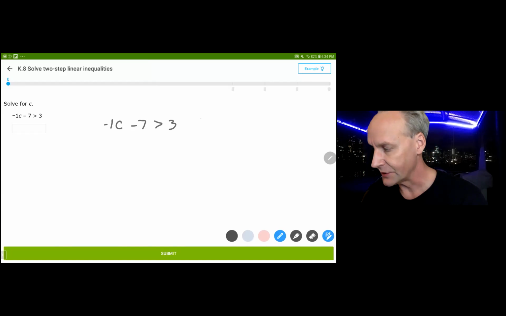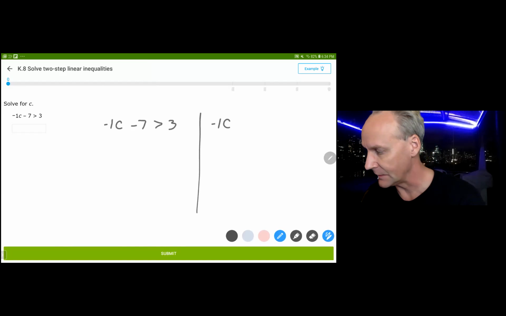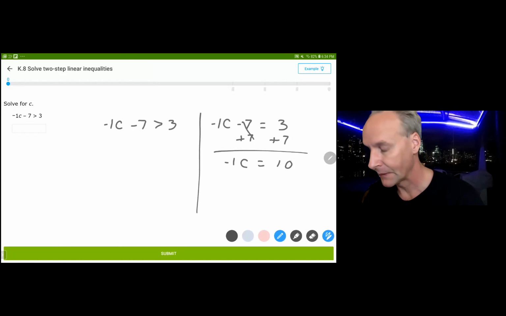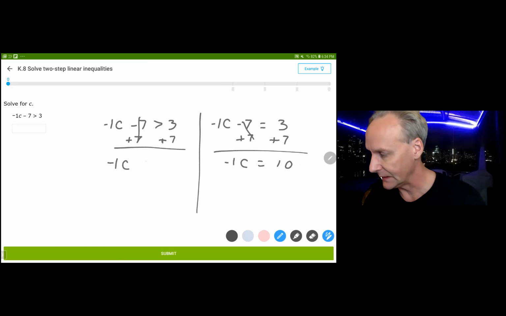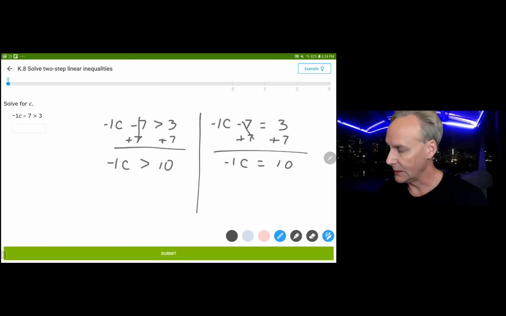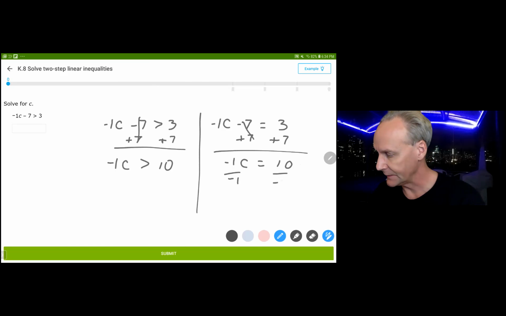And if this was an equation, negative 1c minus 7 equals 3, we would add 7 to both sides, and I would be left with negative 1c is equal to 10. This one, I'm adding 7 to both sides. There is an addition property of inequality, just like there's an addition property of equality. And I end up with negative 1c is greater than 10. In equations, I would divide by negative 1 on both sides, and everything's fine. C is equal to negative 10, and I'm done.